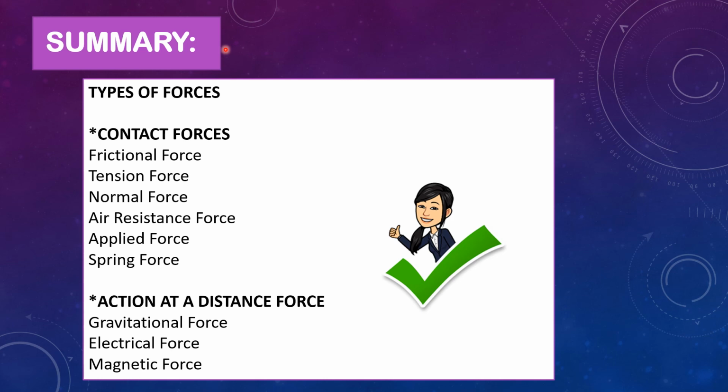To sum up, we have different types of forces divided into two broad categories, namely contact forces and action at a distance force. The examples of contact forces are frictional force, tension force, normal force, air resistance force, applied force, and spring force. While the examples of action at a distance force are gravitational force, electrical force, and magnetic force.